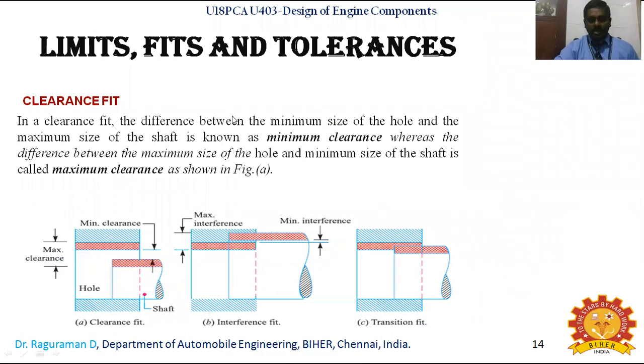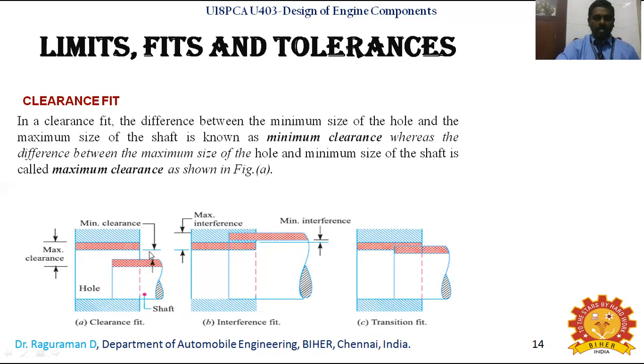So in a clearance fit, the difference between the minimum size of the hole and the maximum size of the shaft is known as minimum clearance. If you are seeing the minimum clearance, the hole minimum size is here. So the minimum size of the hole and the maximum size of the shaft. So here maximum size of shaft and here minimum size of the hole. This is what you are getting as a minimum clearance.